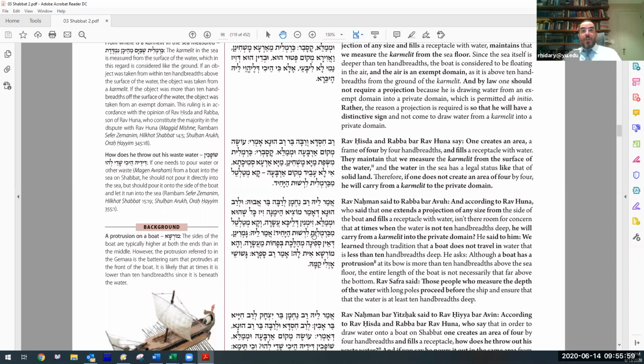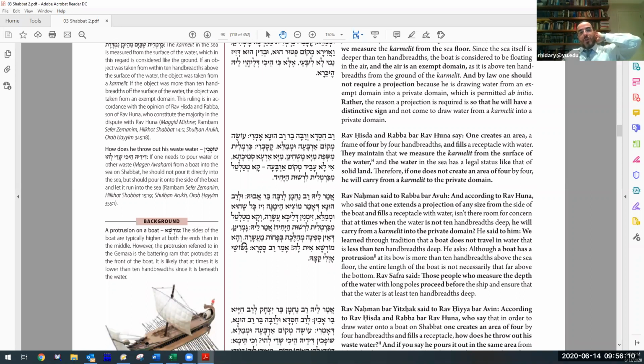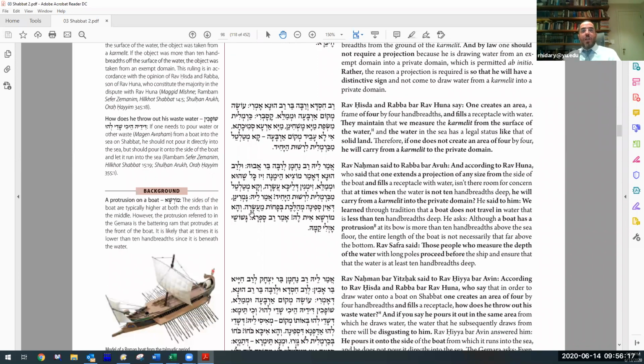And then you will be carrying. So why don't you worry about that? We have a tradition that boats don't go in such shallow water, which is true. I mean, sifina means a big boat, and it would not be able to sail in such shallow water.